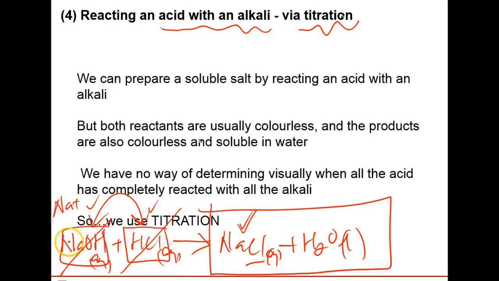So to ensure that all the sodium hydroxide reacts completely with all the acid, the method which we use is titration. We can control the volume added, and we use indicators to see when all the acid has reacted with all the base.